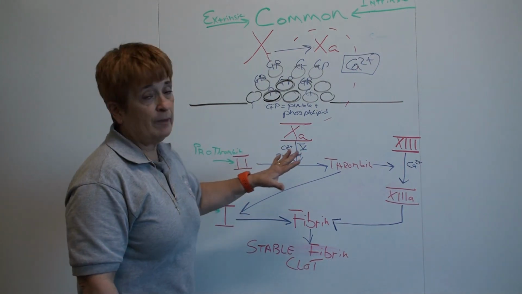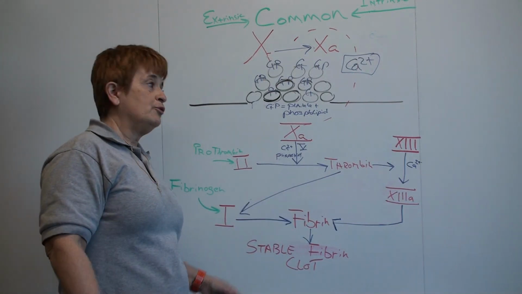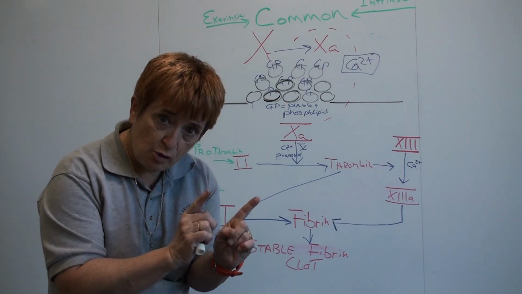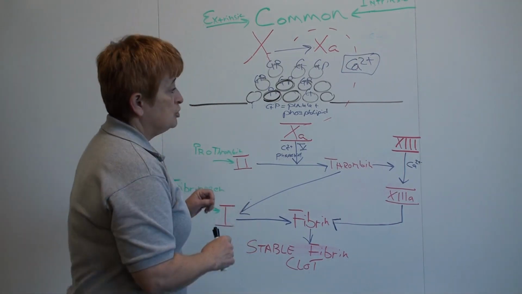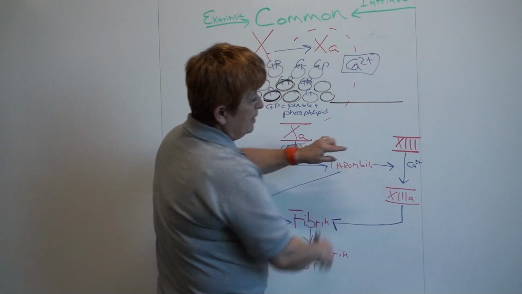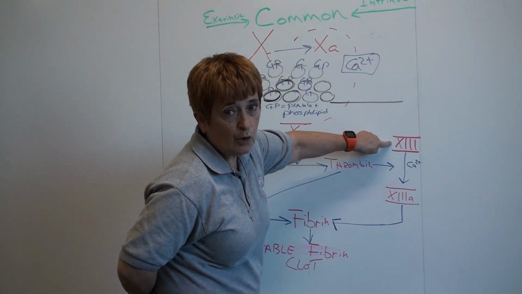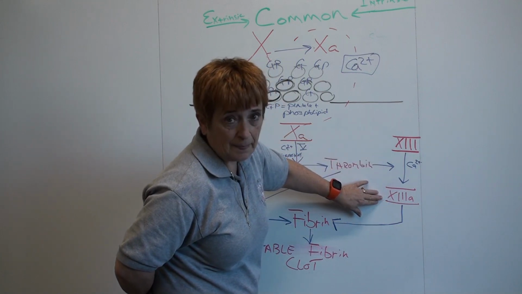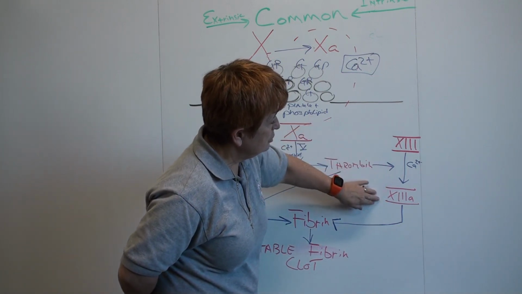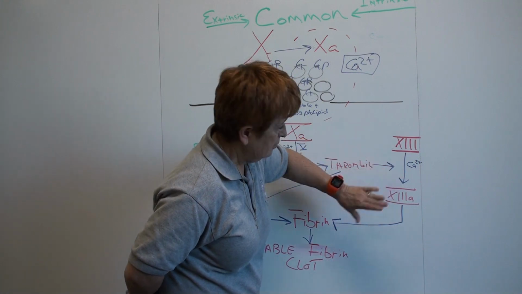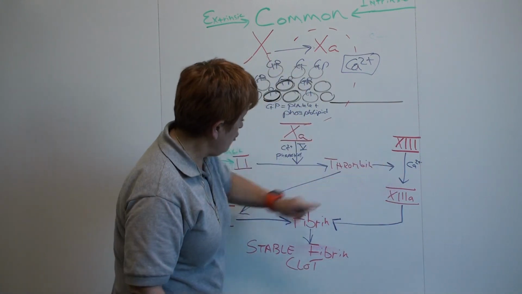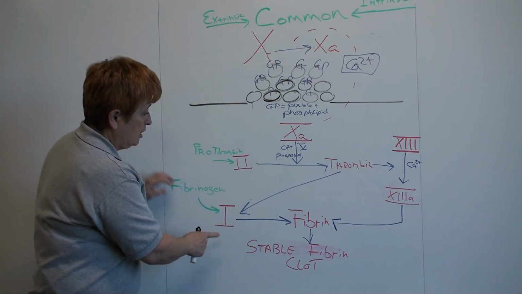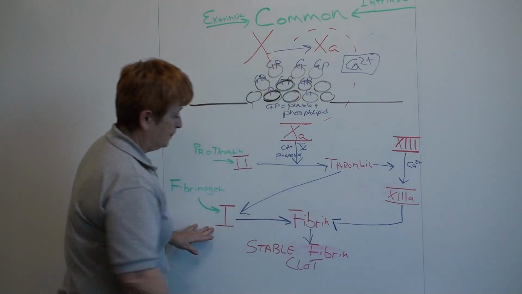Okay, now, remember I said thrombin is really important. It goes back and does a lot of things. But right now, I'm only going to be talking about 2 of the things that it does. So thrombin is going to help break down the very important stabilizing factor of 13 to 13A. Thrombin goes to 13 to 13A in the presence of calcium. Okay. Thrombin also helps factor 1, which is fibrinogen, go to fibrin.